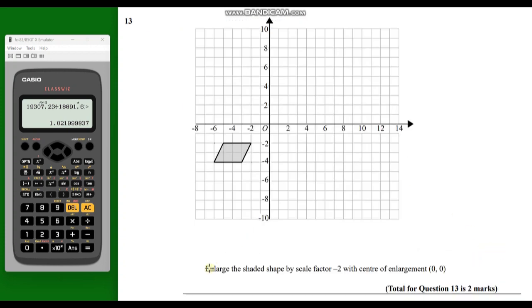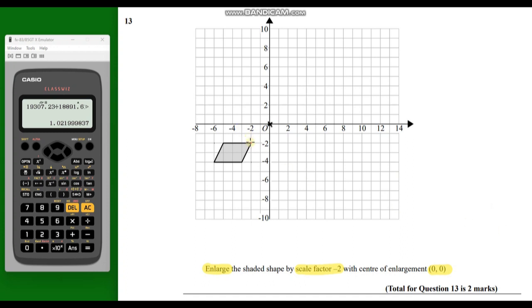Question 13. Enlarge the shaded shape by a scale factor of -2 with the centre of enlargement 0, 0. Okay, so first of all, let's find where our centre of enlargement is. Well, that's quite easy. 0, 0 is just here. We're just going to enlarge it about this point. Now, the scale factor is -2. So the way I like to do this, there's a few different ways you can do it.